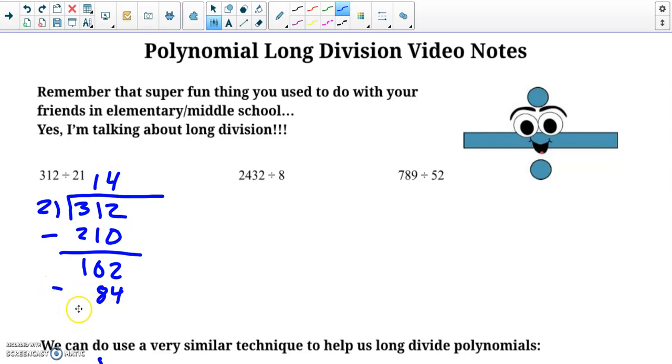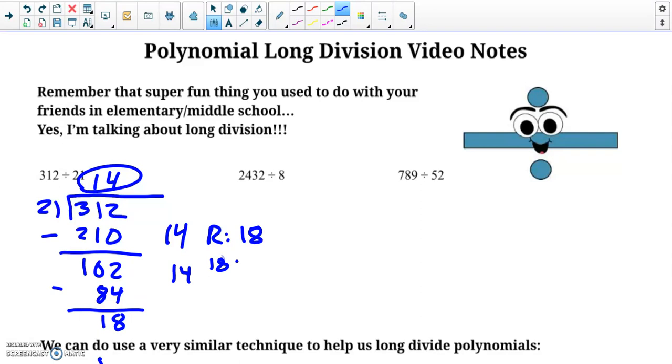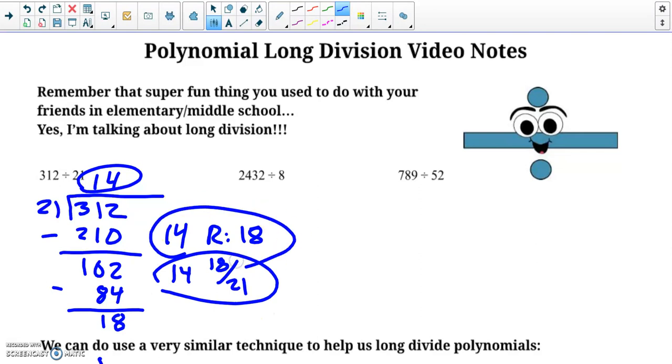Again, we subtract down, and we'd get 18. How many times does 21 go into 18? Well, that's smaller than 21, so we are done. So we'd write our answer a couple of ways. You could write it as 14, that's our answer, with the remainder of 18. Or another way you could write it would be 14 and 18 21sts. So you could write it as a mixed number like that also, or you could write it like that.